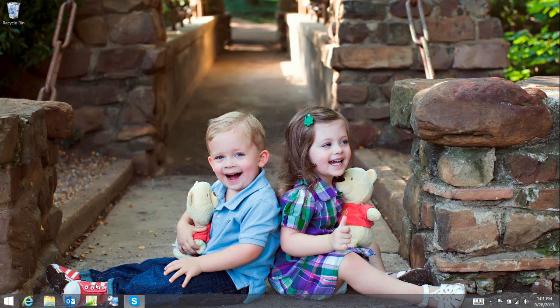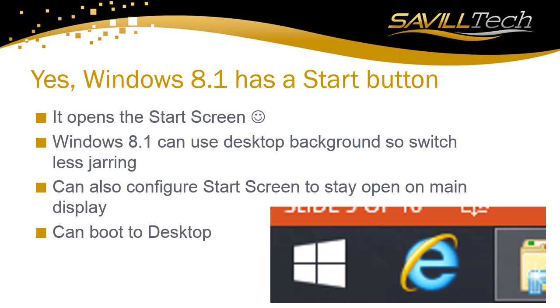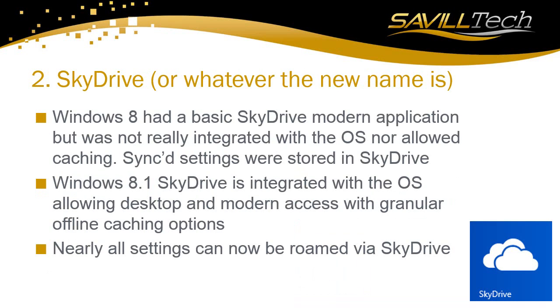And the other big change is you don't really have this idea that one is pinned in this tiny space. But I'm going to talk about that more a bit later. So I can boot to the desktop. It can stay open. So feature 2 is SkyDrive, or whatever that new name will end up being. Windows 8 did have a SkyDrive modern application, but it didn't really integrate with the operating system. It didn't allow caching. So I couldn't say, hey, keep these files available even when I'm offline. There was a separate SkyDrive application that was independent of that modern application.